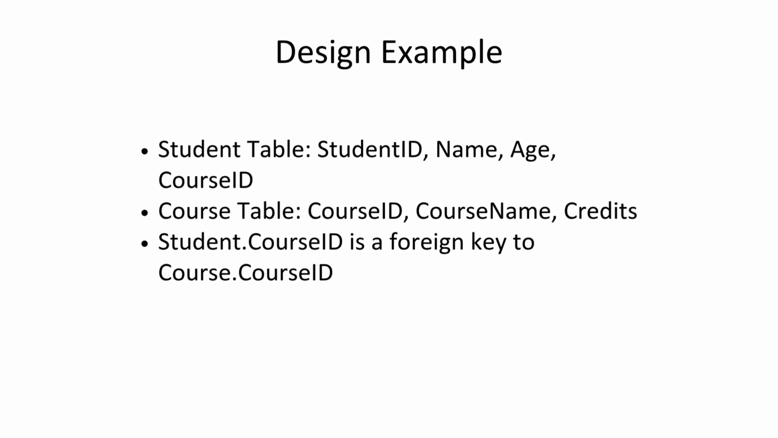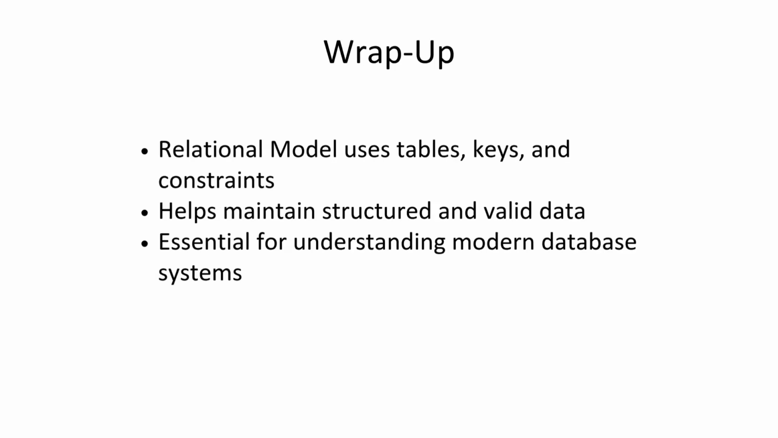Design example. Let's look at a practical example. Suppose we have a student table with columns like student ID, name, age, and course ID. Then we have a course table with course ID, course name, and credits. The student dot course ID acts as a foreign key referring to the course ID. This relationship allows us to join the tables and fetch course names for each student, demonstrating how a foreign key works in practice.